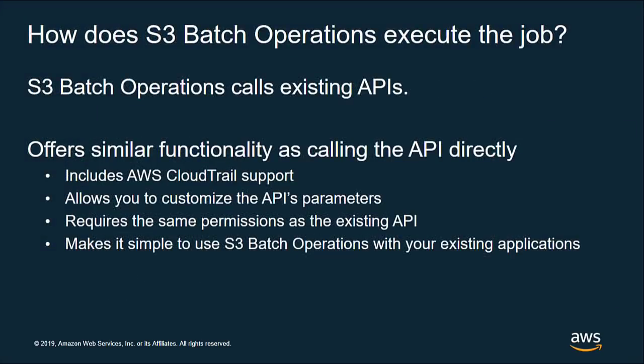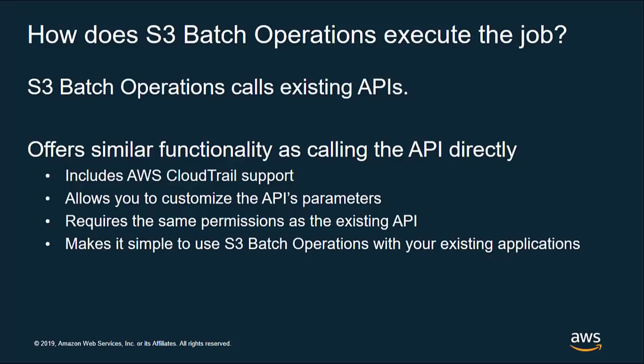So you might be wondering, how does S3 batch operations execute the job? Well, the good thing is we call the existing API. So what you might already know about, let's say, restoring objects from S3 Glacier, that's going to carry over to using S3 batch operations. Calling these APIs, you'll see AWS CloudTrail support, just the same as if you called that API yourself. We allow you to customize the API's parameters. We'll go through some examples later on, but you'll see the properties and parameters you can specify for restoring objects from Glacier, the information you can pass for tagging objects.